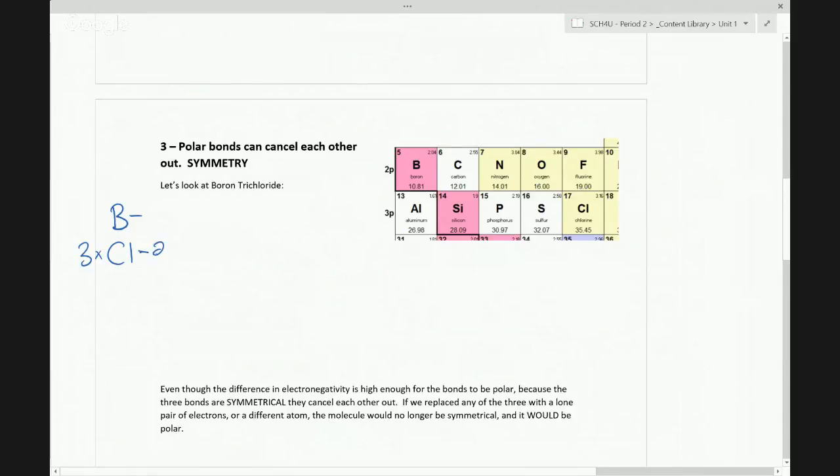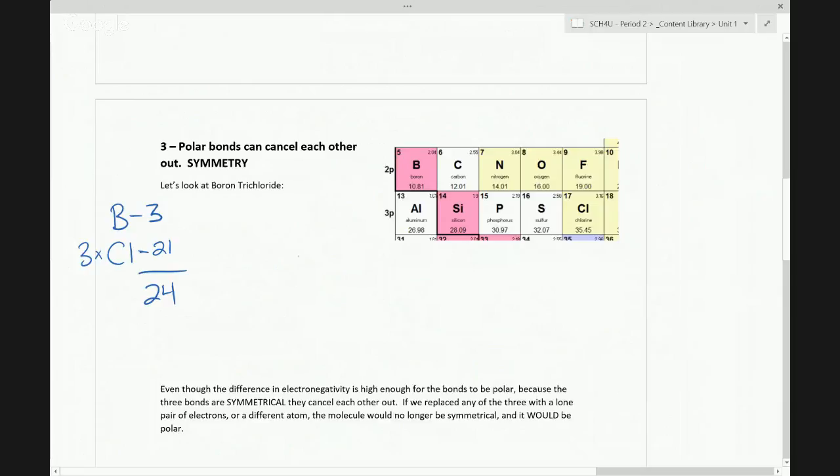Well, 3 chlorines gives us 21 electrons in its valence. And then boron gives us 3 in its valence. If you look here, it's in group 3, so it's got 3 electrons in its valence. And that gives us a total of 24 electrons.